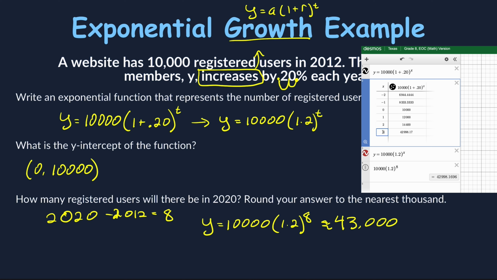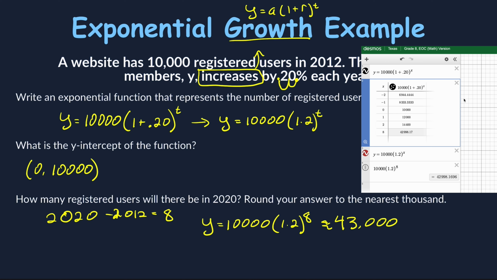We can change the input and say we want 8 years after 2012, and we get the same answer like that. Maybe this might be a more efficient way to do it so that you don't have to worry about typing anything in wrong because you already typed it in once. Okay, so that's just some ways to do growth.